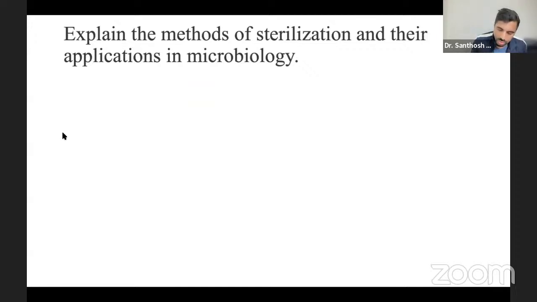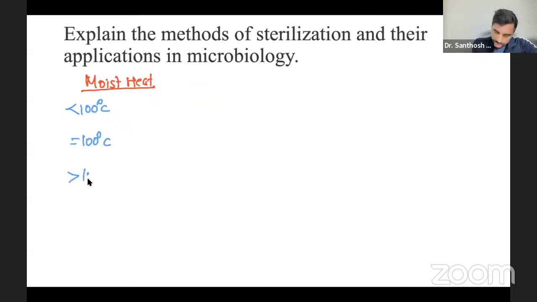Now the next one is moist heat. In moist heat again, you're going to write all the things very nicely. First, mention it as less than 100 degrees Celsius, then equal to 100 degrees Celsius, and more than 100 degrees Celsius. You list it like this, and in less than 100 degrees Celsius, very commonly, that is pasteurization.